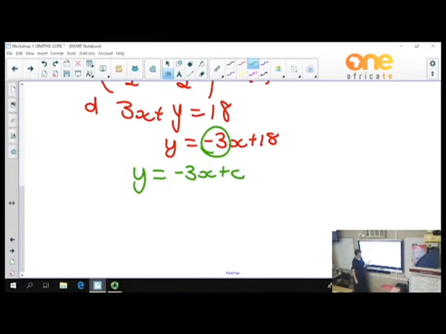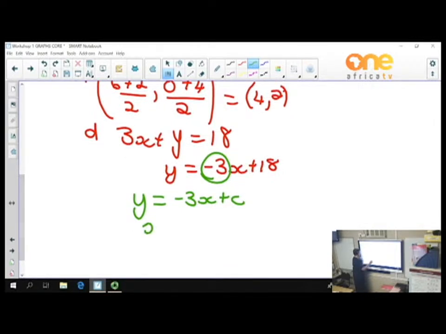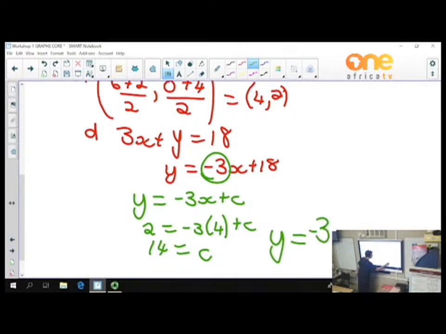And this line passes through M, through the midpoint. What was the coordinates of M again? So 2 is equal to negative 3 times 4 plus c. This is how you will calculate c, the value of c, 14. So the equation is y is equal to negative 3x plus 14. Don't forget to write.